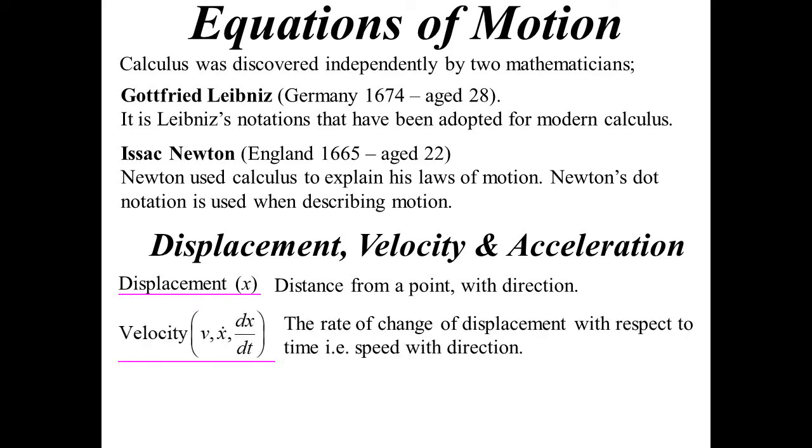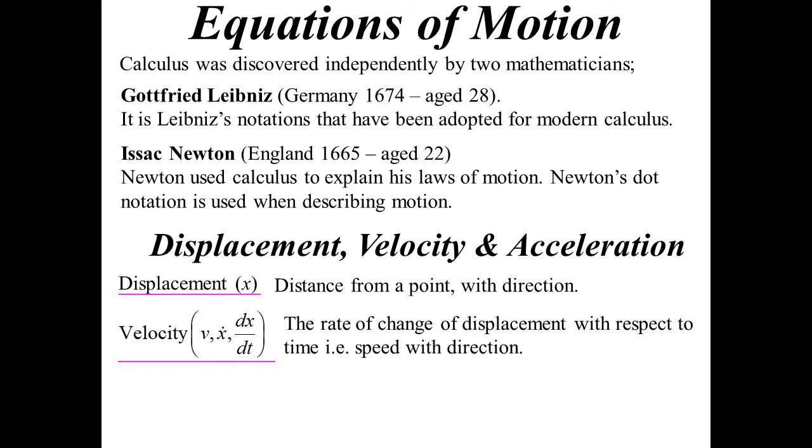Velocity, well, v obviously is used for velocity. Newton's notation would have been x with a dot on top. So x dot would have been velocity. But of course we know it's a rate of change as well. So we could use dx/dt. How does displacement change with respect to time? So it's the rate of change of displacement with respect to time.